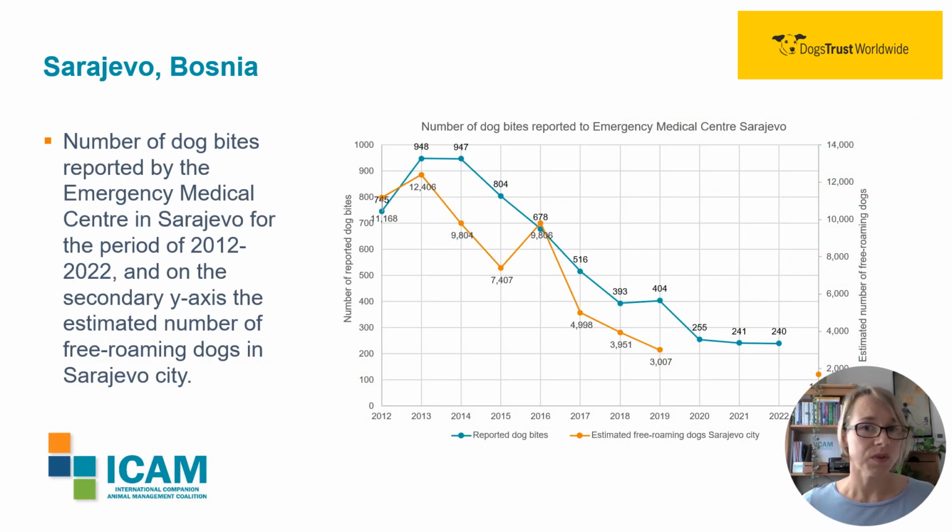There have been a number of impacts of this DPM project, but I wanted to show you this one in particular from Sarajevo, where we have a reduction in dog bites reported by the Emergency Medical Centre in blue. These are definitely not rabies related, as they have very few rabies cases in Bosnia now, but it's strongly correlated with a reduction in the estimated free-roaming dog population in the city, which you see in orange.